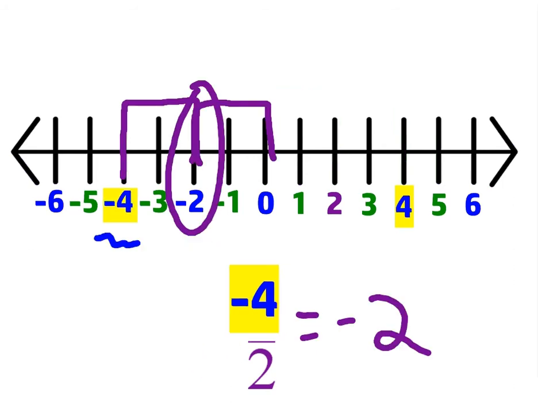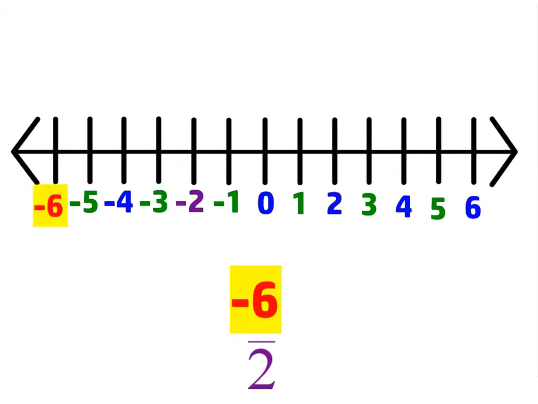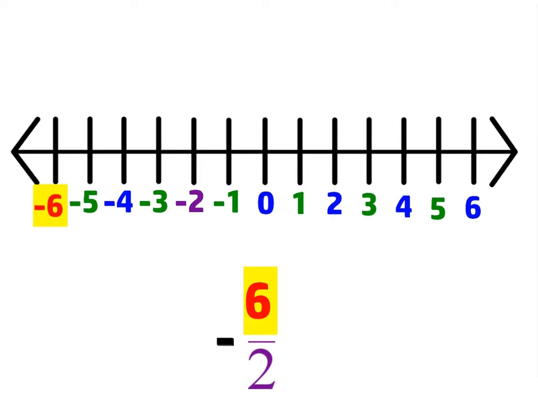And if you notice, both times we ended up with negative 2. And we're going to do this a few more times to see a trend. Let's take negative 6 and divide by 2. Well, what's half of negative 6? Well, there's the two pieces, so half of that is negative 3.